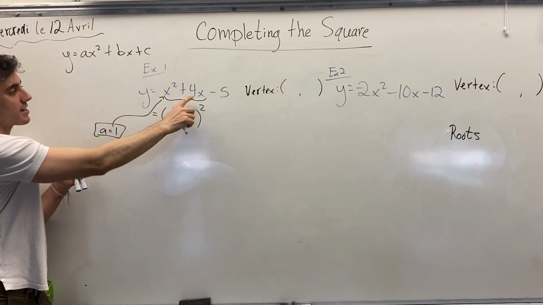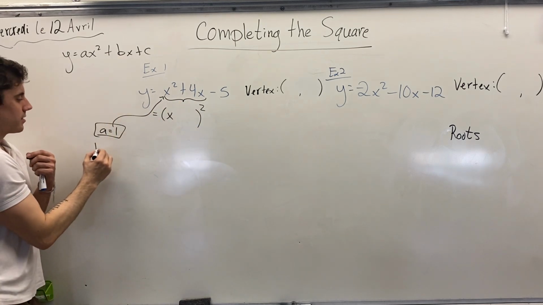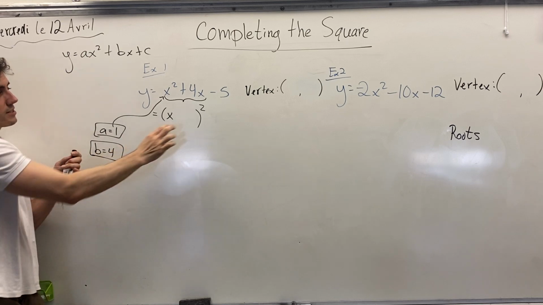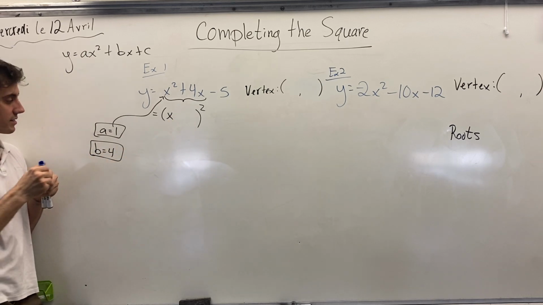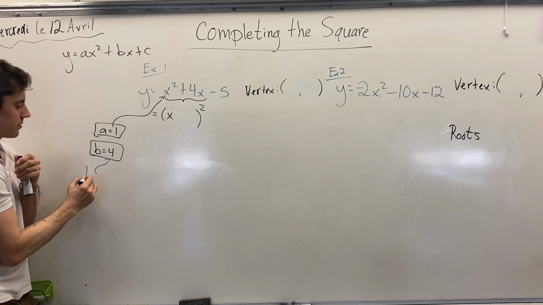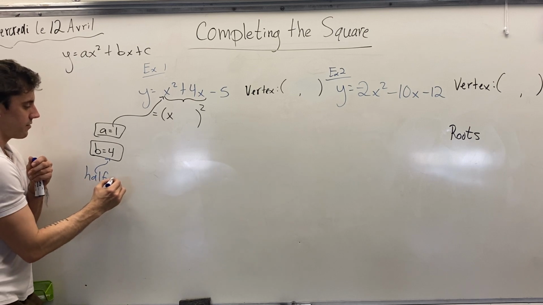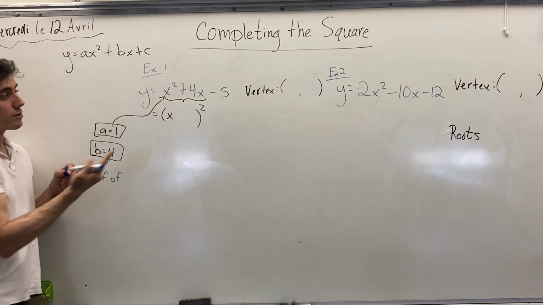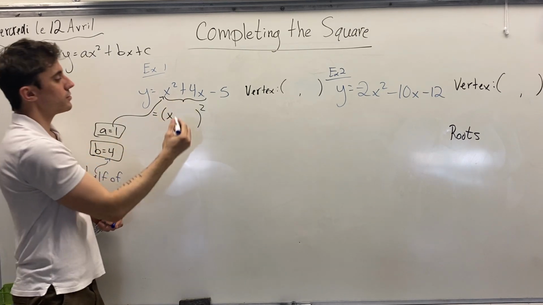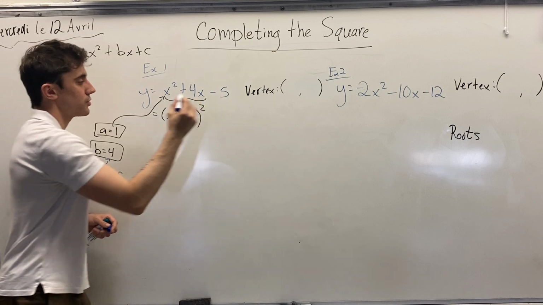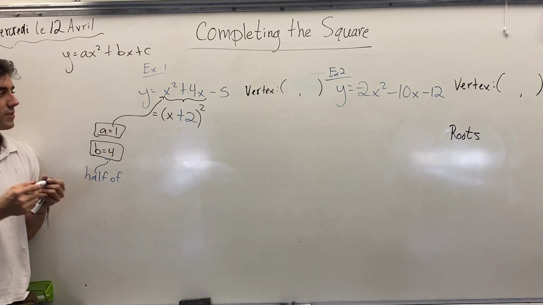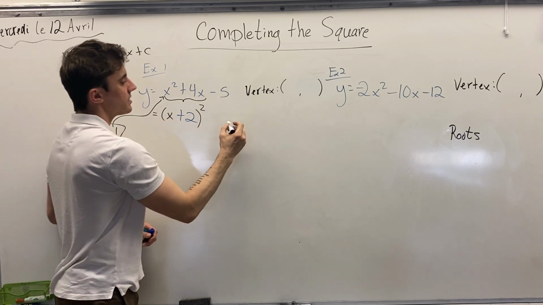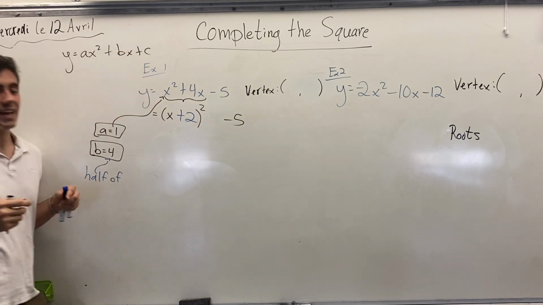And so here, our x coefficient, our b value, is equal to 4. Okay? So then, to figure out what to put inside of this bracket, we're going to take half of the value of b. And so clearly half of the value of b is 2, and so we'll have x plus 2 inside of the bracket. Okay? And now we still have the minus 5 from the first line that we still need to take care of. And so we'll write it at the end of our second line.